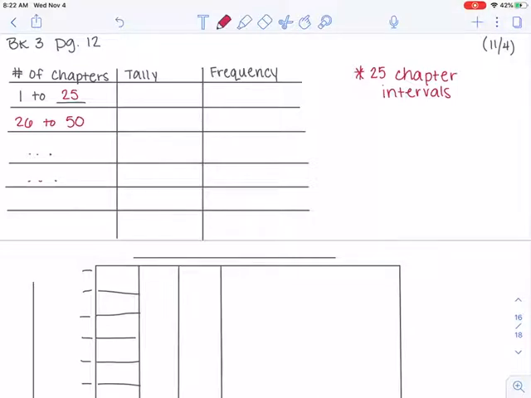Now looking at our chapters in the Old Testament from Genesis to Malachi, we're going to look to see how many books have between 1 through 25 chapters. So starting with Genesis is more than 25. Exodus, Leviticus is 27. Numbers, Deuteronomy. Joshua has 24, so I'm going to put a tally down for Joshua. Judges has 21. Ruth has 4.